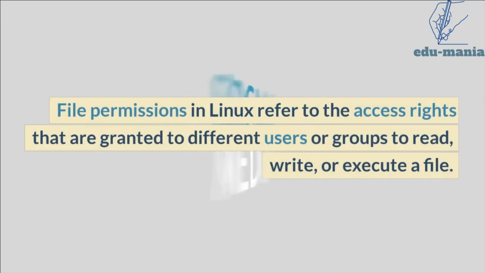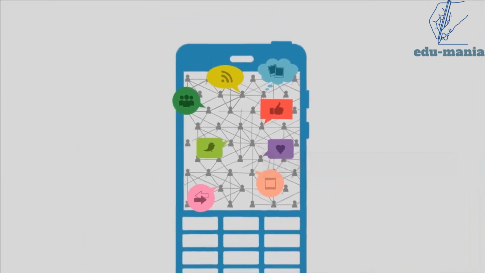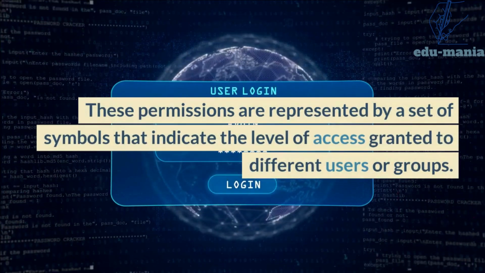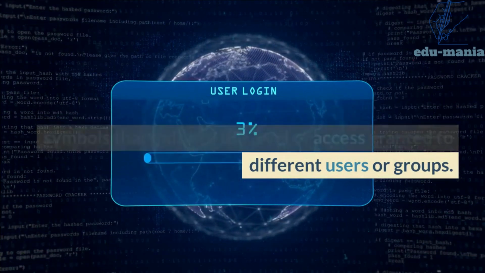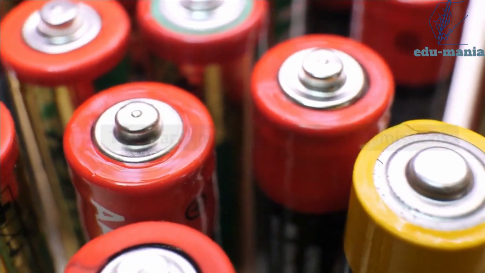Permissions in Linux refer to the access rights that are granted to different users or groups to read, write, or execute a file. These permissions are represented by a set of symbols that indicate the level of access granted to different users or groups. There are three basic types of permissions.